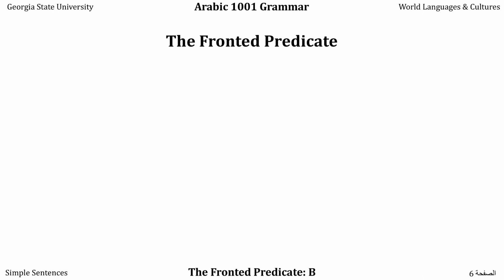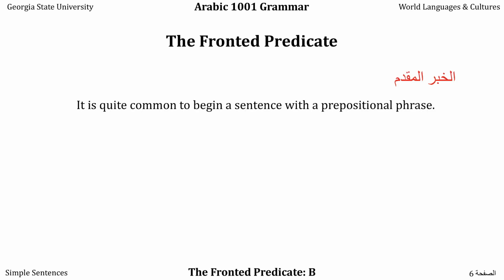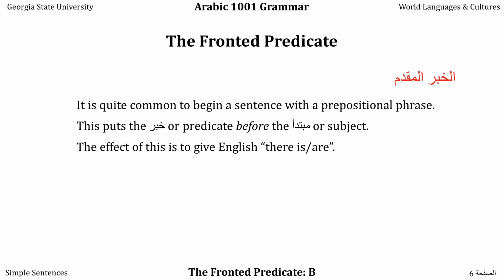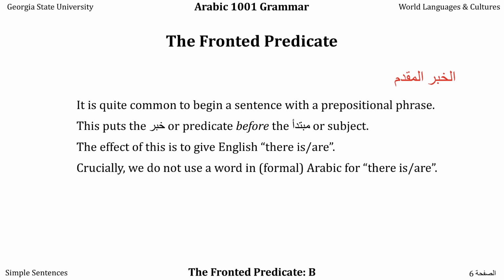So let's take a look at the theory behind this. Al-khabar al-muqaddam, the fronted predicate. It is quite common to begin a sentence with a prepositional phrase. This should serve as a red flag for you. It puts the predicate, the khabar, before the mubtada or subject. The effect of this is to give English there is, there are. Crucially, we do not use a word in formal Arabic for there is, there are.